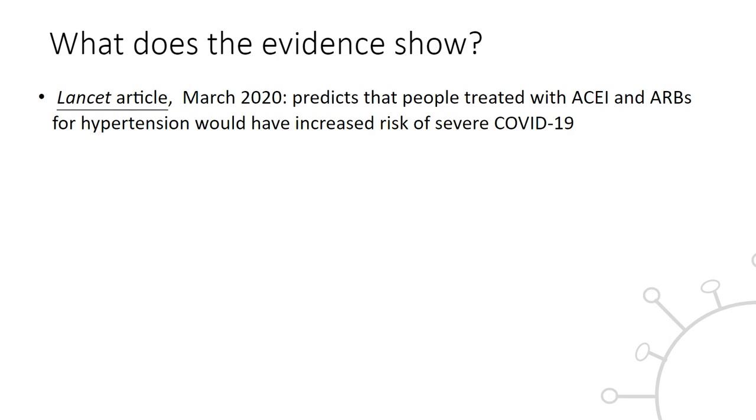So it turns out about a year ago, there was an article in the Lancet that came out that was predicting, based on the physiology we've just talked about, that people who were being treated for hypertension with ACE inhibitors and ARBs would have an increased risk of severe COVID-19 because they would have a higher viral load. And this created great consternation. Patients were calling their doctors and saying, should I stop taking my drugs? Doctors didn't know what to answer because it was really an unknown at that time.